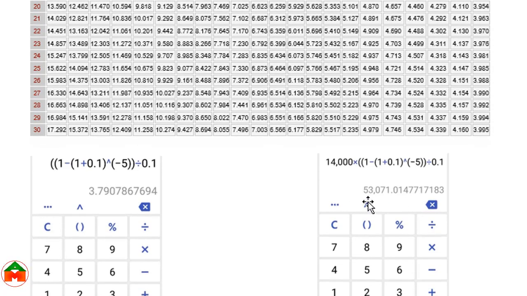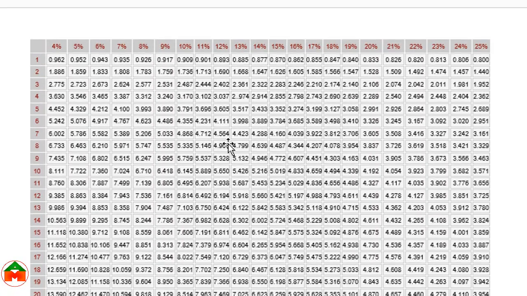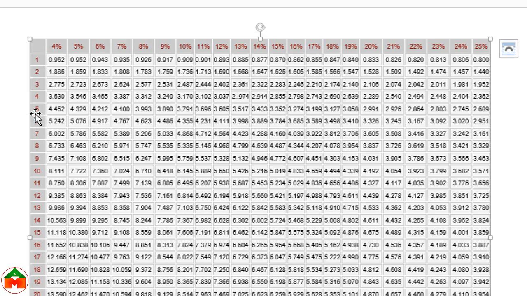And we can also get this 3.7907 from the annuity table. This is the annuity table for the present value interest factor for annuity. We can see our interest rate is 10%, and the number of years is 5. So if we go there, 10% and 5 years, this is the number of years and this is the percentage. We can see the present value interest factor for annuity is 3.791.